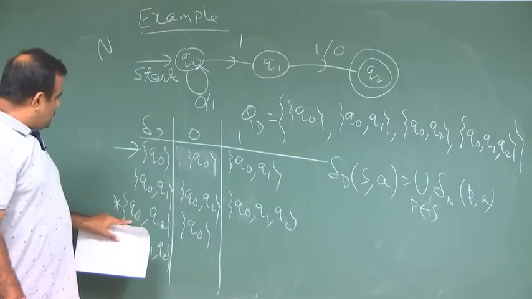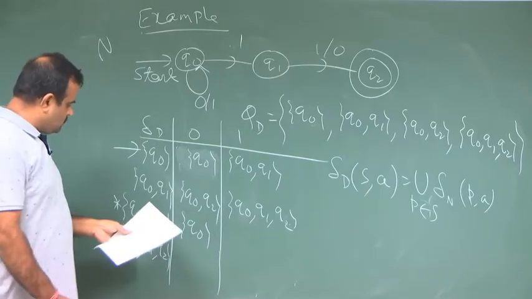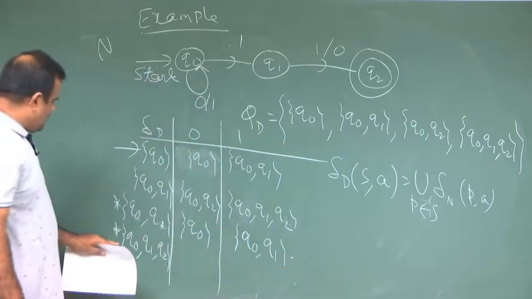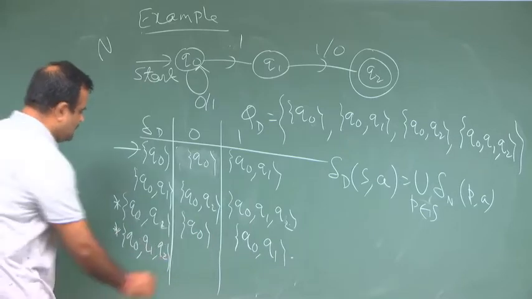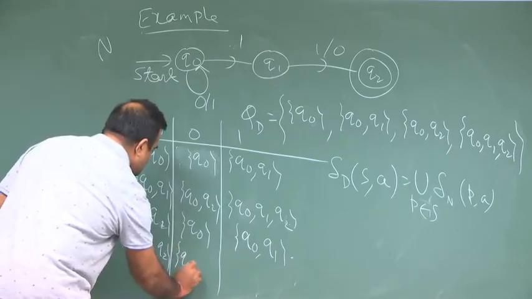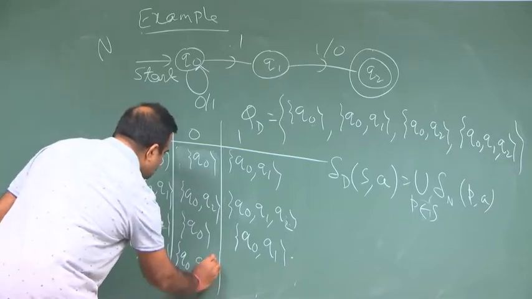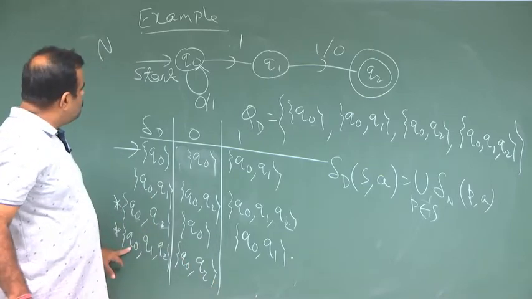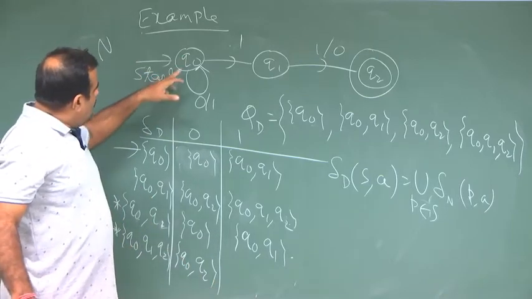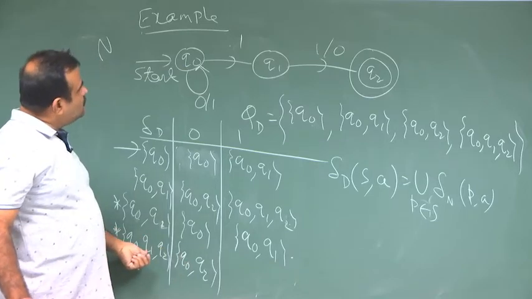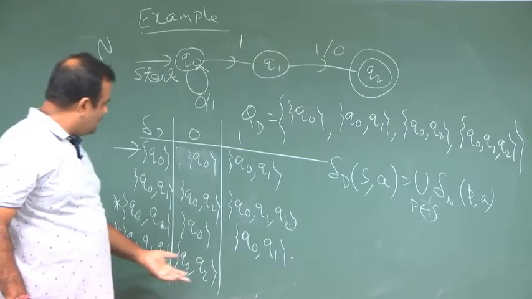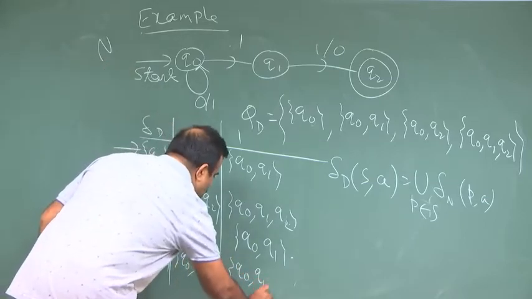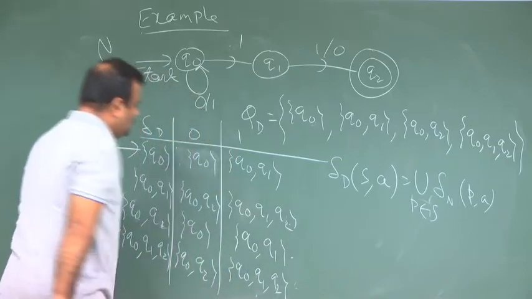So, with q0 with 1 we have q0 q1, and so we have q0 q2. Then with 1, from q0 we have q0 q1, and q1 with 1 is q2, and q2 with 1 is nothing. So, this is basically q0 q1 q2. So, this is the rule.